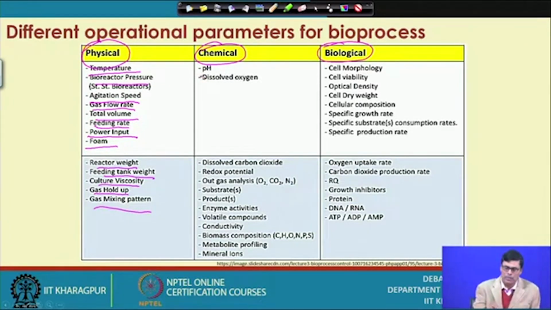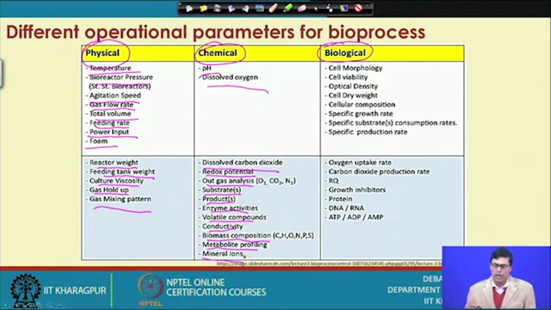And chemical, we have pH and dissolved oxygen, and other things we have dissolved carbon dioxide, redox potential, off-gas analysis, substrate, product, enzyme activity, volatile compounds, conductivity, biomass composition, metabolite profile, and the mineral ions. So different parameters we can estimate in the bioprocess.